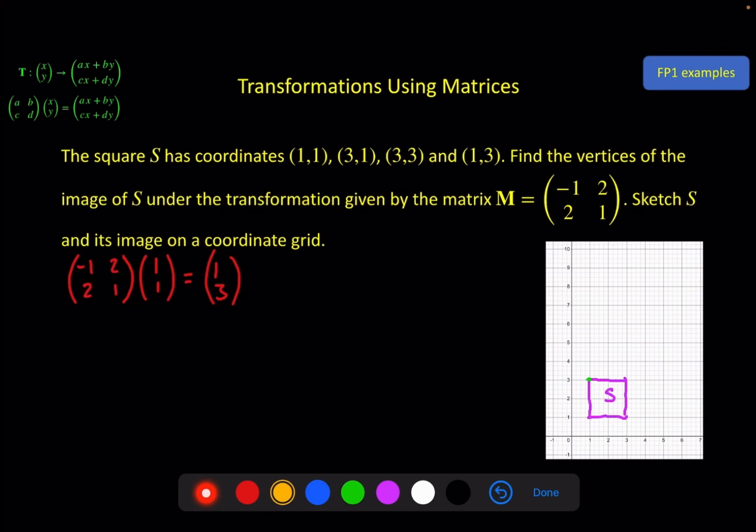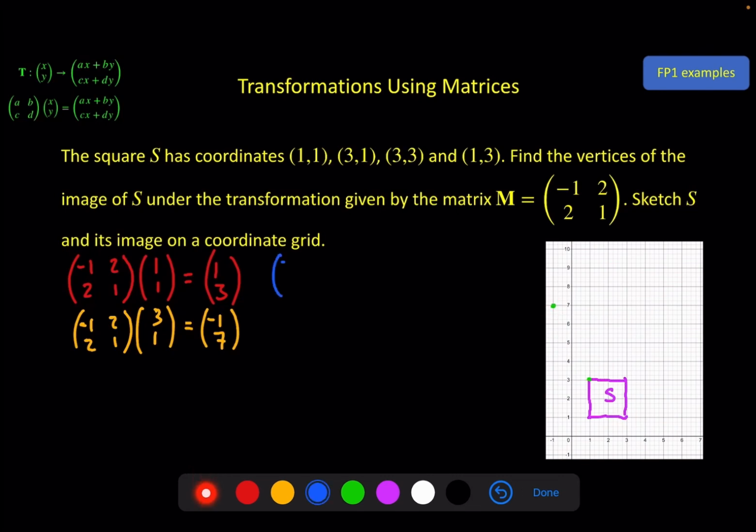And then we go again with the next coordinate. So now I need to apply this transformation matrix to the coordinate 3, 1. Minus 3 plus 2 is a minus 1. And then we've got 6 plus 1, which is 7. Minus 1, 7 is way up here. And that is this coordinate transformed up here.